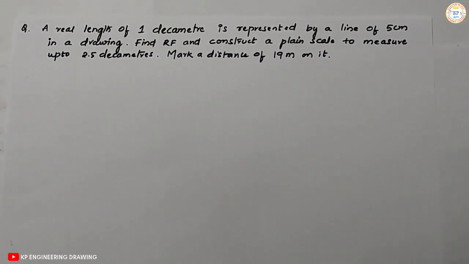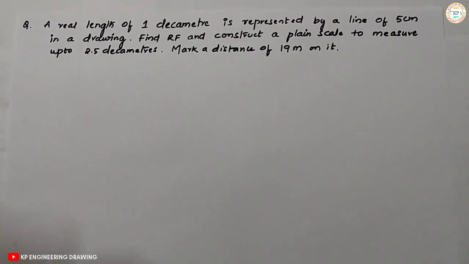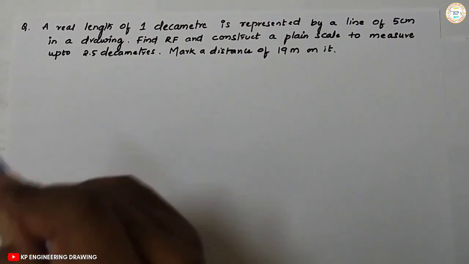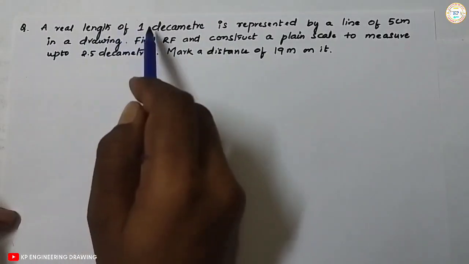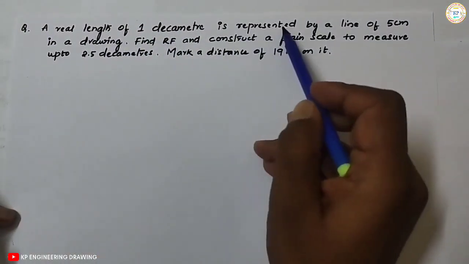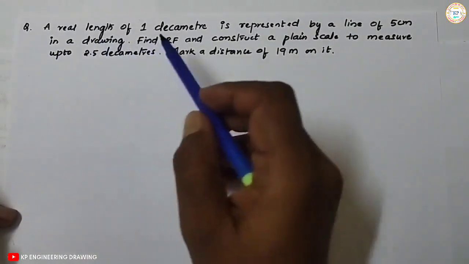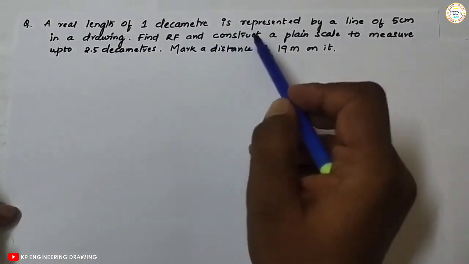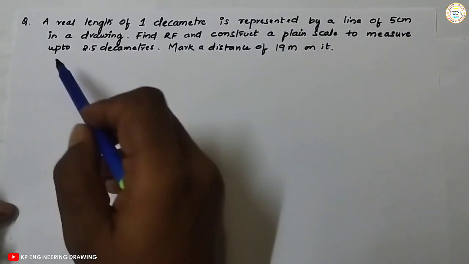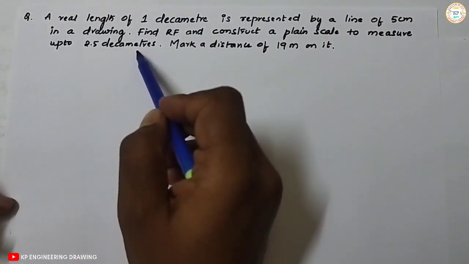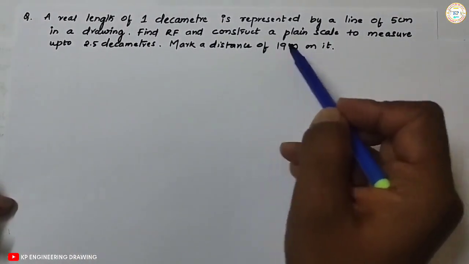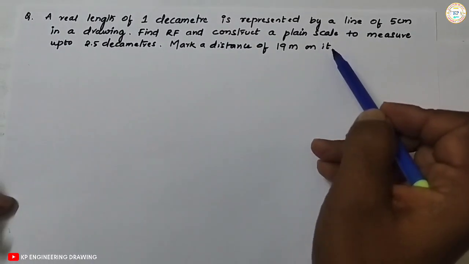Today we will see one more problem on plane scales. So the problem is like this. A real length of 1 decameter is represented by a line of 5 centimeters in a drawing. Find RF and construct a plane scale to measure up to 2.5 decameters. Mark a distance of 19 meters on it.